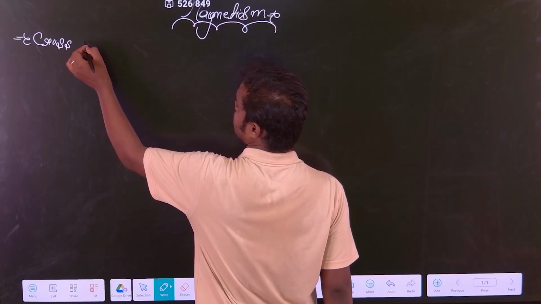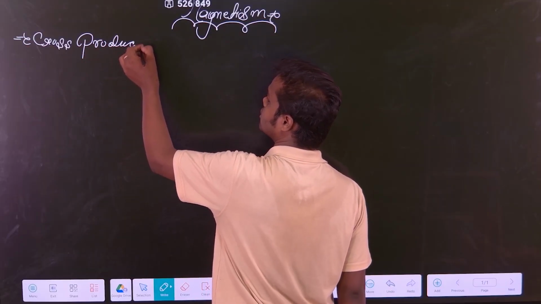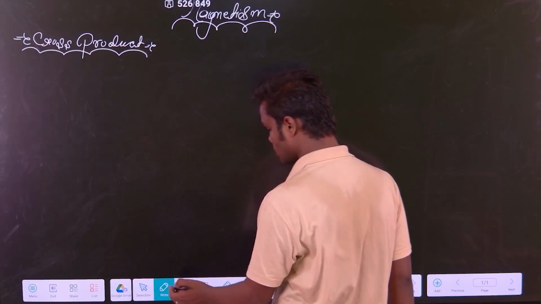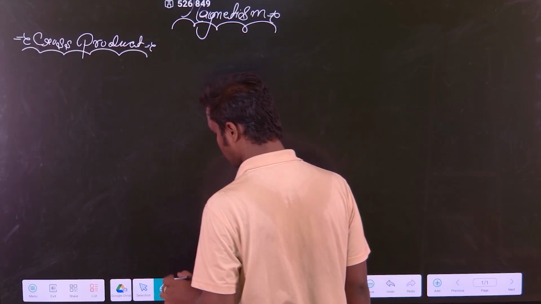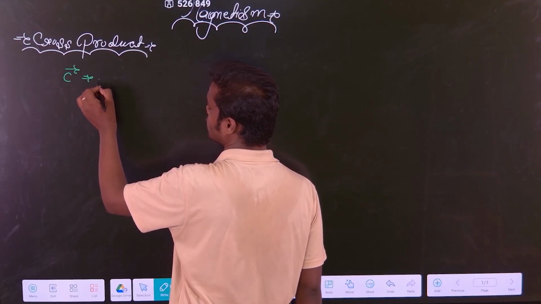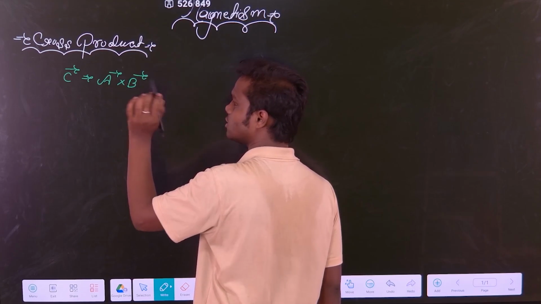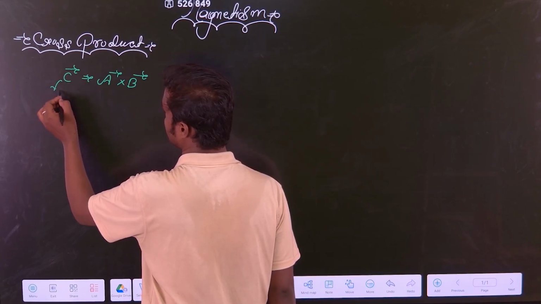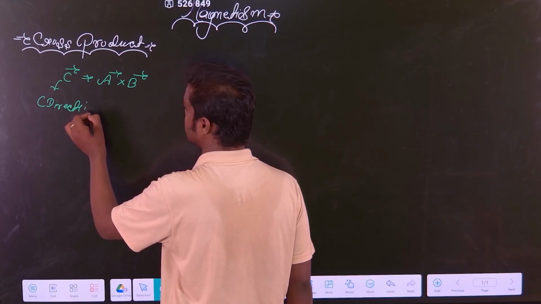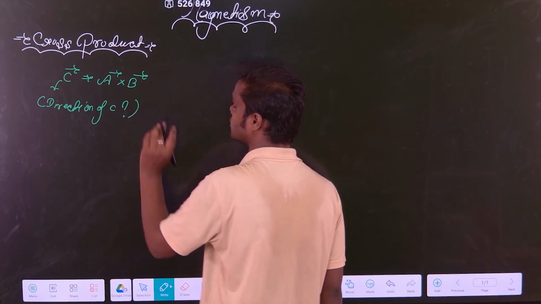Without that you can't solve any question in this chapter, so you should know how to calculate the cross product. Let us do some practice. Suppose C vector is equal to A vector cross B vector. I have only one question: how to find the direction of C. That is the only question.